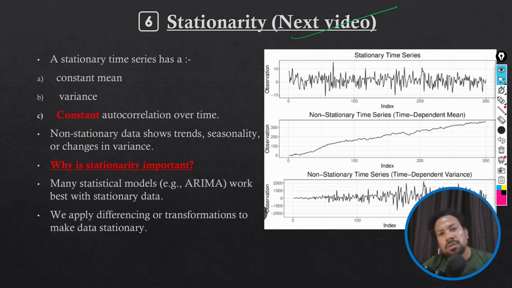For this video, I'm just going to give you the point that you have to cram: a stationary time series means constant mean, constant variance, and constant autocorrelation. What it is and why we need to study it, I'll explain in the next video. For now, just keep in mind that stationarity matters a lot, because all machine learning algorithms in time series assume stationarity, that your time series should be stationary, and only then will a machine learning algorithm be able to predict. So stationarity is very important.